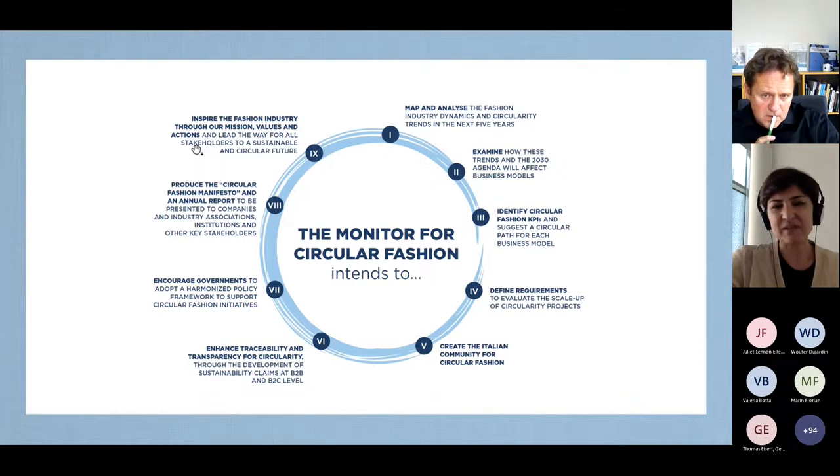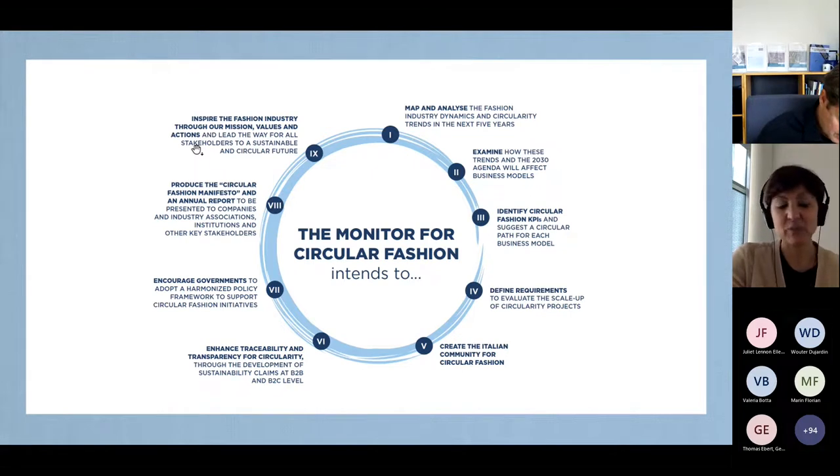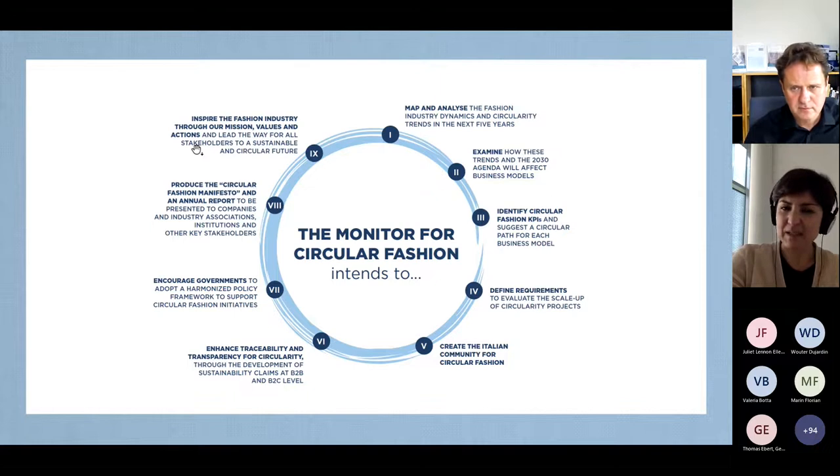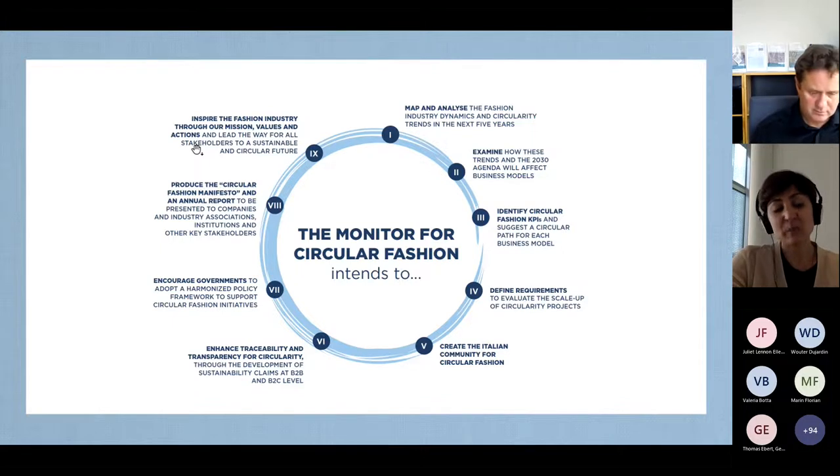So what is the objective of the monitor? Which are the main goals? We have many, as a matter of fact, but let me just highlight the most important ones. Identify circular fashion KPIs to measure circularity, define requirements to scale up circularity projects, enhance traceability and transparency for circularity, and for this specific goal, we got very close to UNECE, and I will tell you more about it. And encouraging governments to adopt a harmonized policy framework to support circular fashion initiatives. We produce a yearly report to understand where we stand and how we can measure and accelerate circularity in garment and footwear. The first report, as mentioned, has been published on the website of the monitor, and I will share all the links with you after my speech.